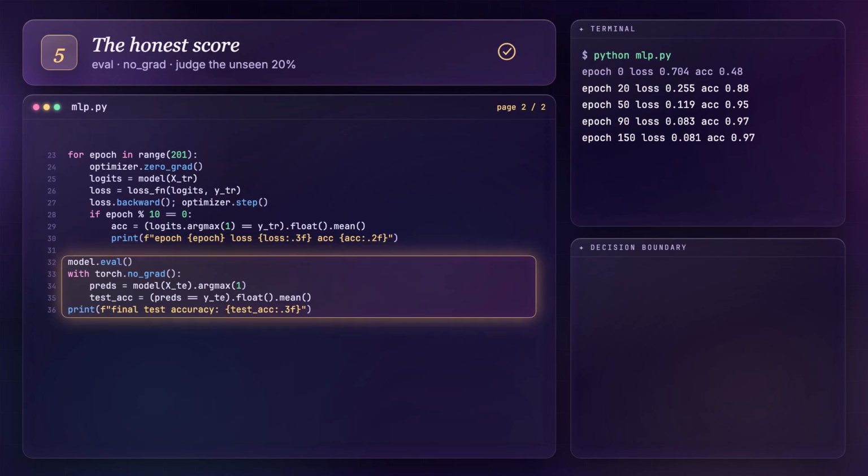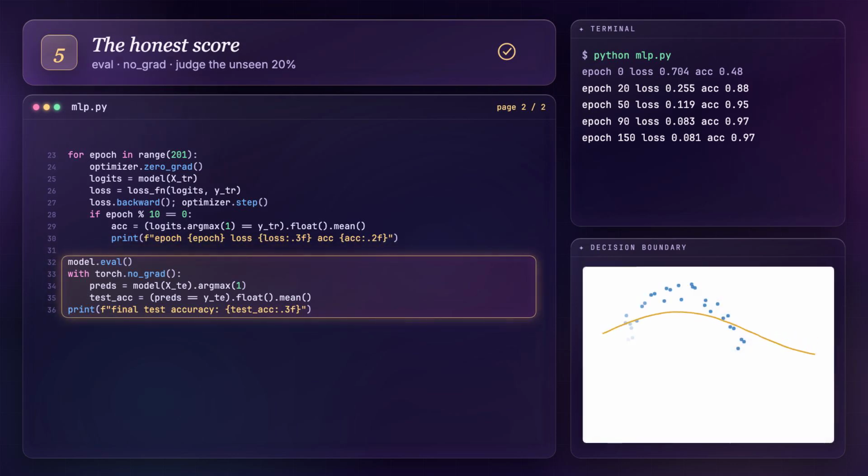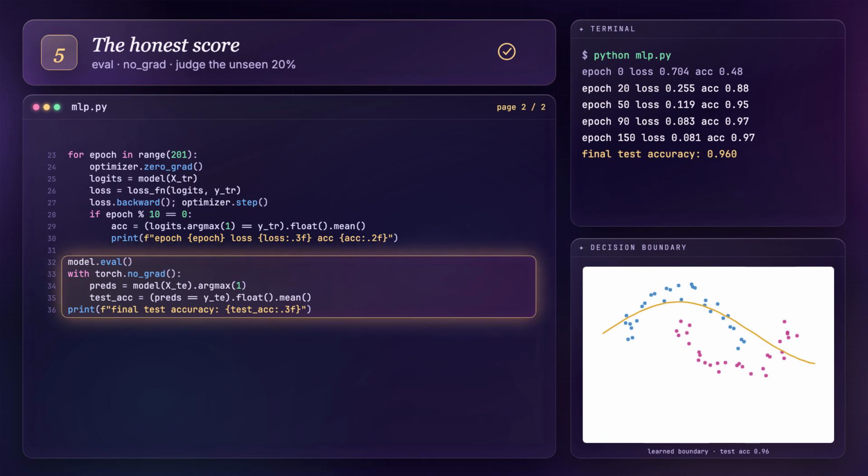And the verdict. We flip to eval mode, turn off gradients with no_grad, run the held-out test set through once, take the argmax, compare to the true labels, and print the final test accuracy. That one number, about 0.96, is the honest grade. It lands just below the training accuracy, which is exactly what you want to see. The net learned the crescents, it didn't just memorize them.